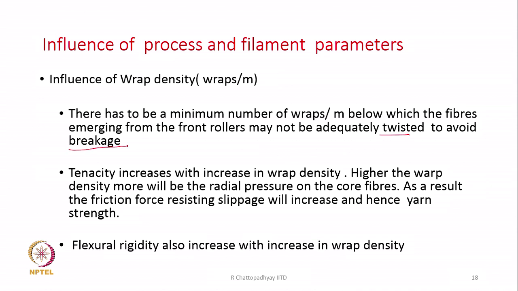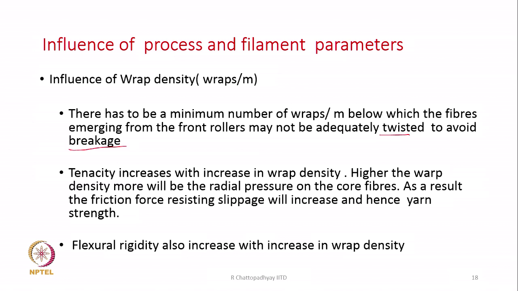This is what we have to remember, that unless we have a minimum wraps per meter, the yarn will break at the nip of the front pair of rollers, because sufficient false twist is not getting generated, and therefore, the yarn right after the front roller nip is going to be so weak that it will break there itself. So, we have to have a minimum amount of wraps.